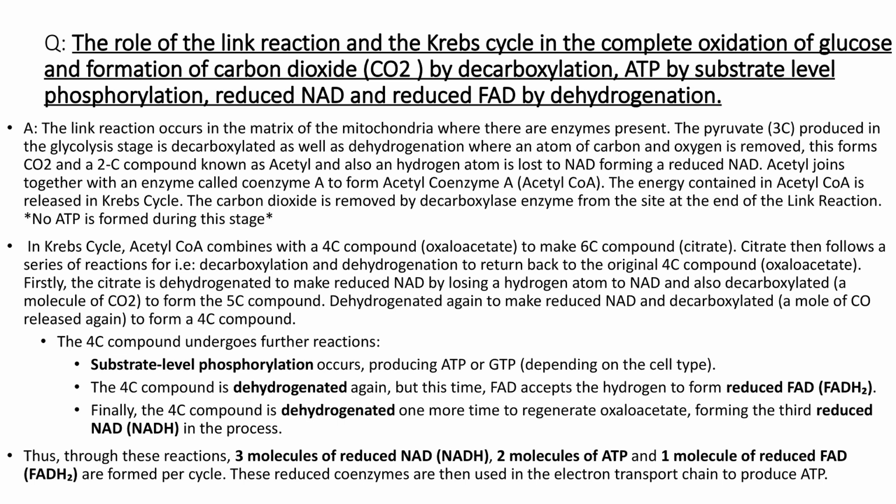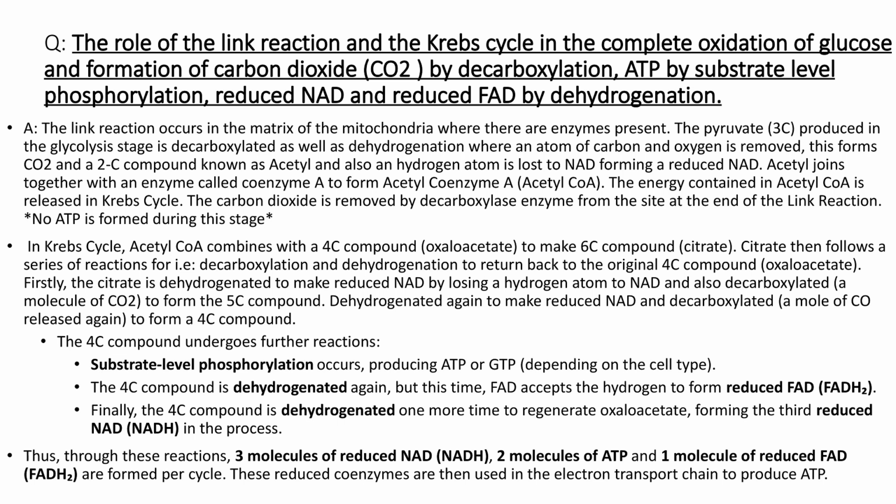So in the Krebs cycle, acetyl-CoA from the link reaction combines with a 4-carbon compound, oxaloacetate, to make a 6-carbon compound called citrate. Citrate then follows a series of reactions like decarboxylation and dehydrogenation to return back to the original 4-carbon compound oxaloacetate. Firstly, the citrate is dehydrogenated to make reduced NAD by losing a hydrogen atom to NAD, forming a reduced NAD, and is also decarboxylated, which forms one molecule of carbon dioxide and thus forms a 5-carbon compound.